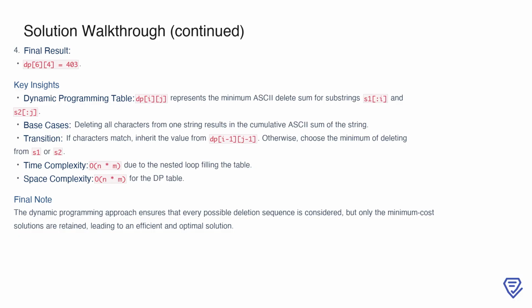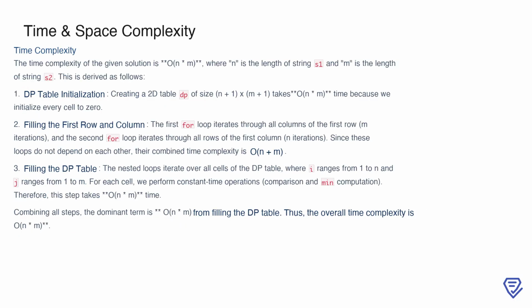the total ASCII cost. The time complexity of this solution is determined by the size of the dynamic programming table and the operations required to populate it. First, we initialize a 2D table with dimensions n+1 by m+1, where n and m are the lengths of the input strings. This step involves iterating over every cell in the table, resulting in O(n*m) time.